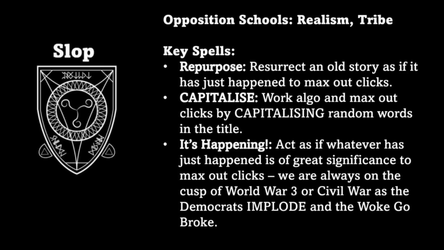might look at me and say, well, hold on a second, academic agent, you're just a mere 99,000 subscriber channel. I'm a 2 million subscriber channel, and I'm also a multi-millionaire. So who's laughing, really? So the School of Slop has got a lot of material riches on its side, and its key spells are this: repurpose. That is to resurrect an old story as if it has just happened to max out clicks. And that happens all the time on Twitter.